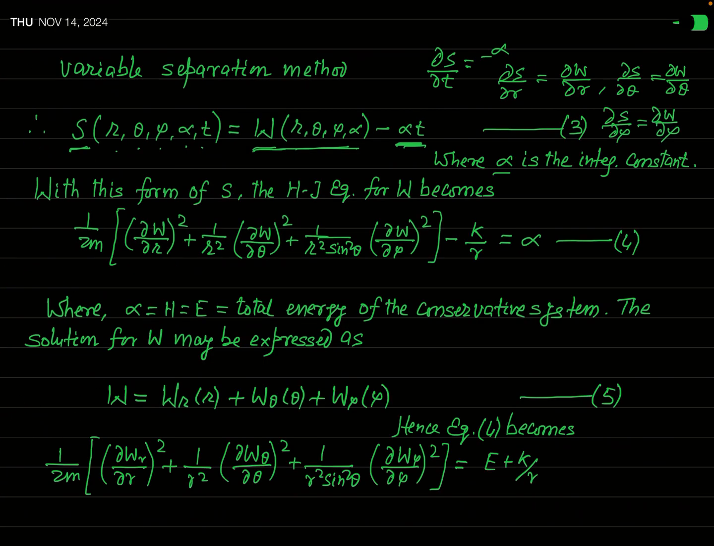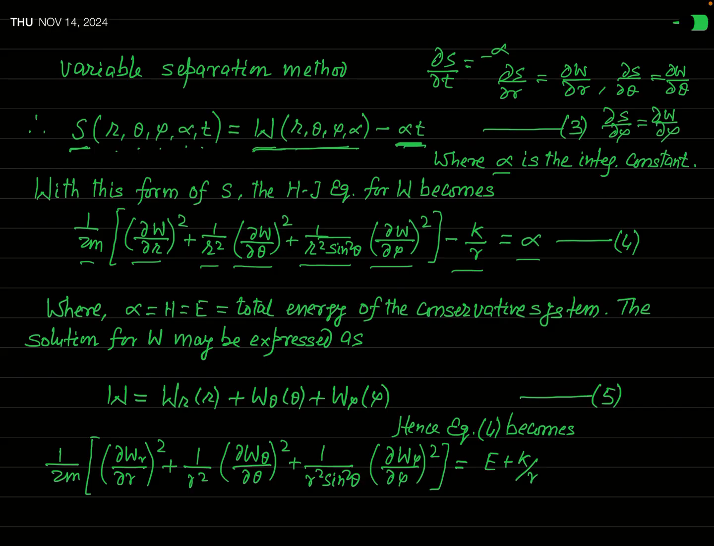So this equation, that is equation number 2, which is actually the H.J. equation, will now be: 1 over 2m times del W by del R whole square, plus 1 over R square del W by del theta square, plus 1 over R square sin theta del W by del phi square, minus K over R, minus alpha equal to 0. I have brought that minus alpha to the RHS, so I have written here alpha. I think we have clearly understood how we have expressed this H.J. equation in terms of the characteristic function W.